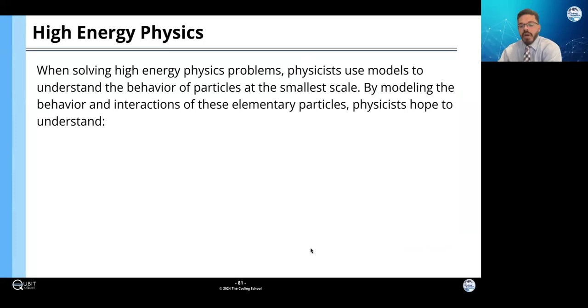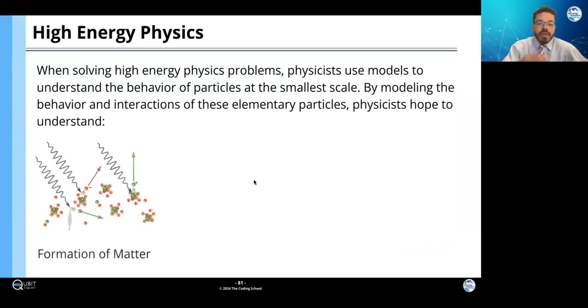These high energy physics problems, though, as you might imagine, can include lots of interactions between quantum particles. So if we could simulate the behavior of these interactions between elementary particles, there's a lot of things we could do.